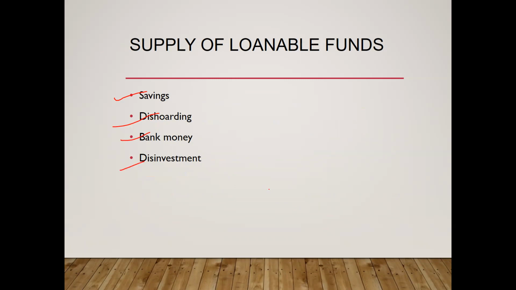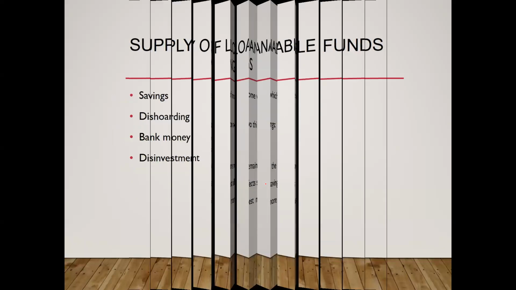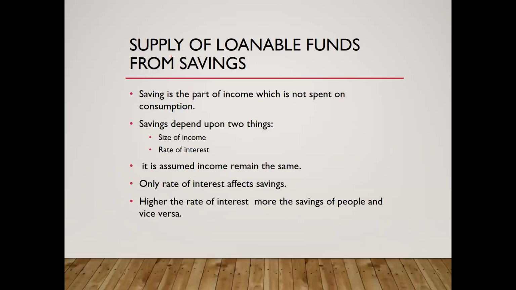Supply of loanable funds depends on saving, dishoarding, bank money, and disinvestment. Supply of loanable funds from saving: savings is the part of income which is not spent on consumption. Suppose one person is earning 50,000 rupees per month and spending only 25,000, and the rest of the 25,000 they are saving. That means they are not spending it in the market.